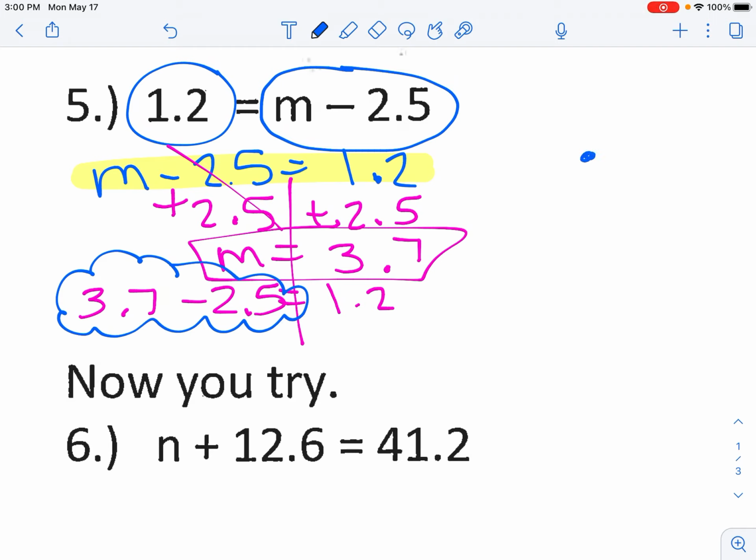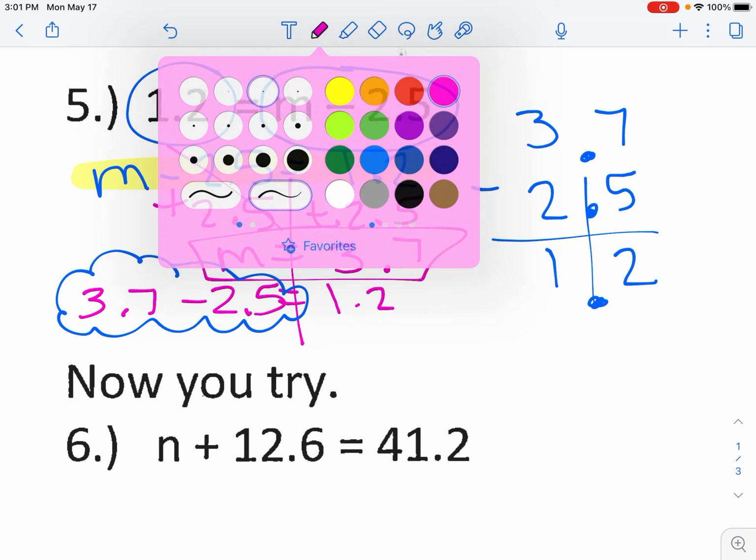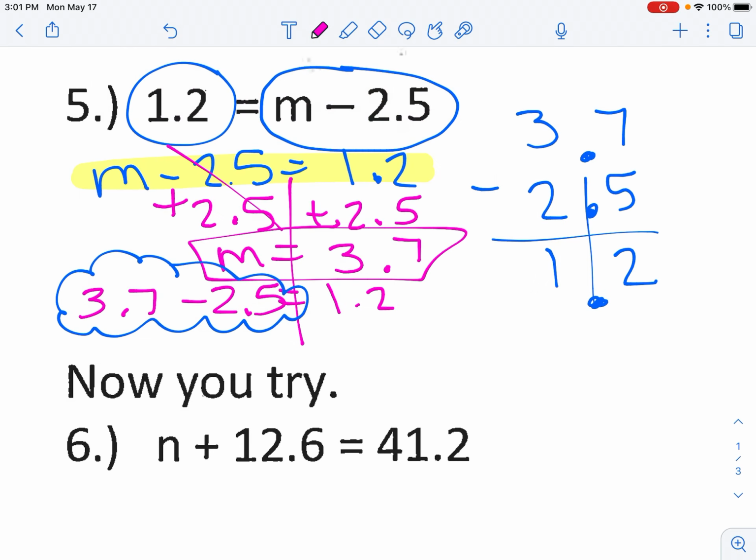I know for subtraction of decimals, I have to line them up. 3 7/10 minus 2 5/10. Drop that decimal straight down. 7 minus 5, 3 minus 2. So 3 7/10 minus 2 5/10 is 1 2/10 equals 1 2/10. Check. So I did my inverse operation, I boxed my solution, I substituted, and I checked.